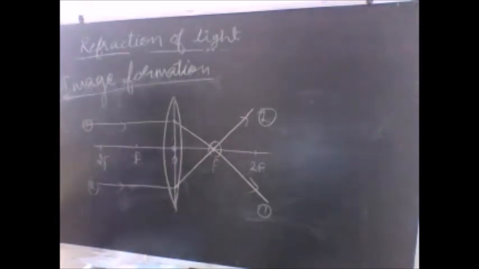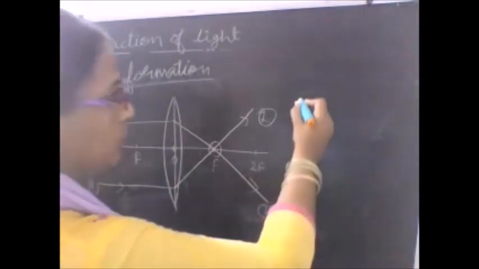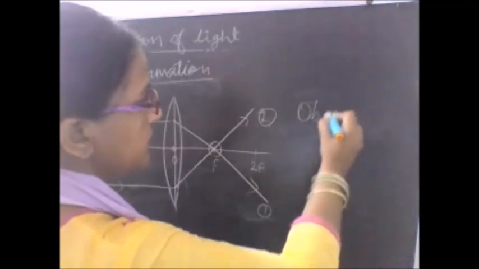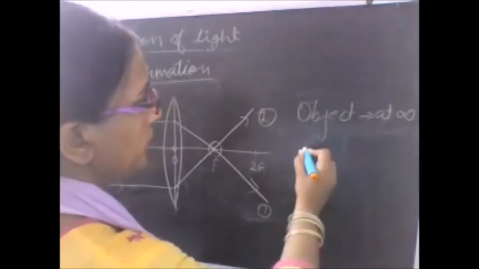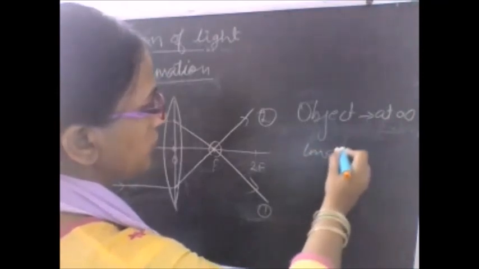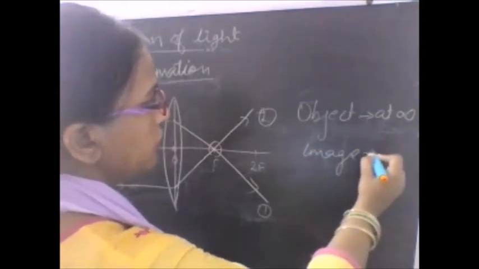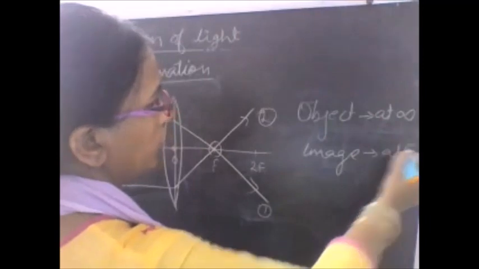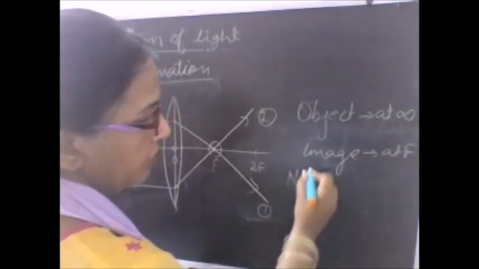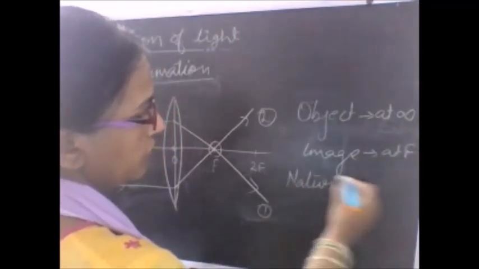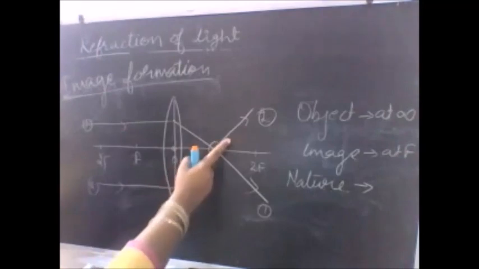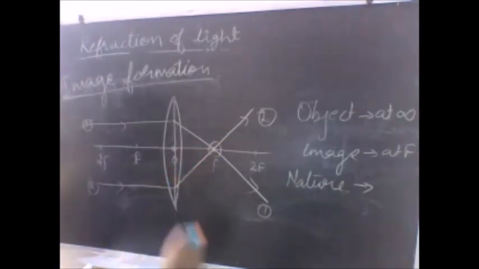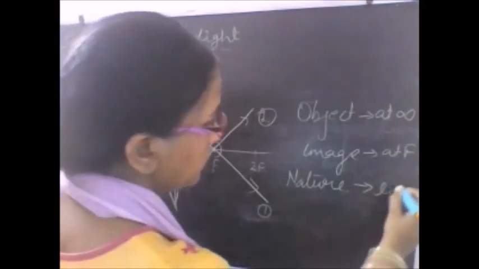So let us collect the details. What is the position of the object? The position of the object is at infinity. Where is the image formed? Image is formed at focus. And what is the nature of the image, children? Is the image real or virtual? Actually the light rays are meeting in reality at the point F. So I'll say that the image is real.